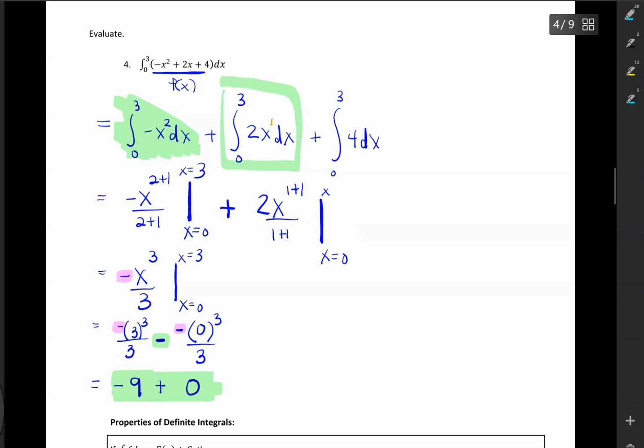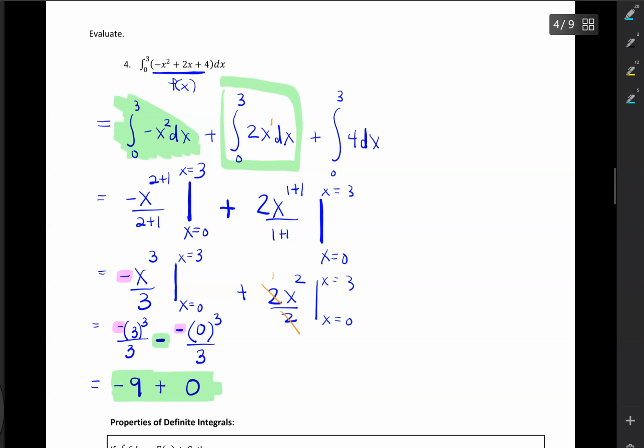I'm going to go from 0 to 3. Okay, so that's going to be a 2x squared over 2 from 0 to 3. Ooh, the 2's divide out. That's nice. So I just have x squared.